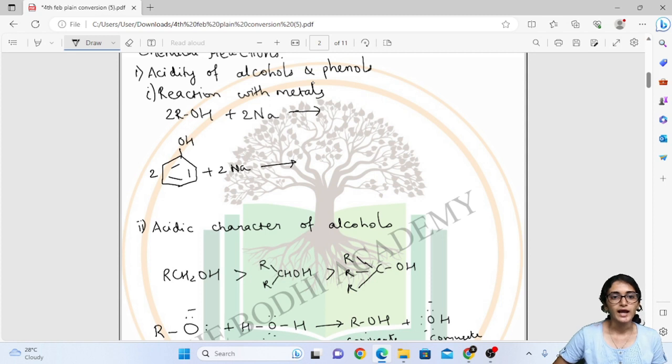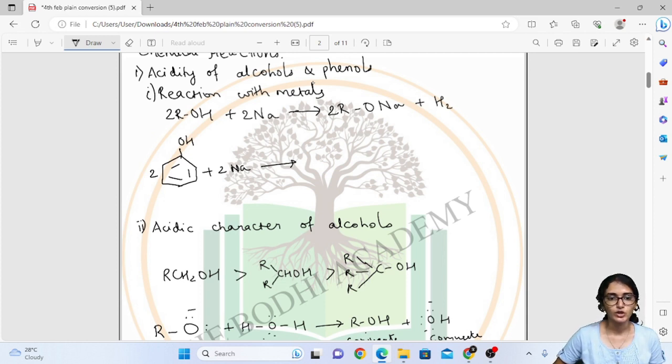When alcohol is reacted with sodium metal, we get a sodium alkoxide ion. So we will get 2RONa. This sodium, being positive, will replace hydrogen here, and we will get hydrogen gas, H2, separating out. So that will leave.